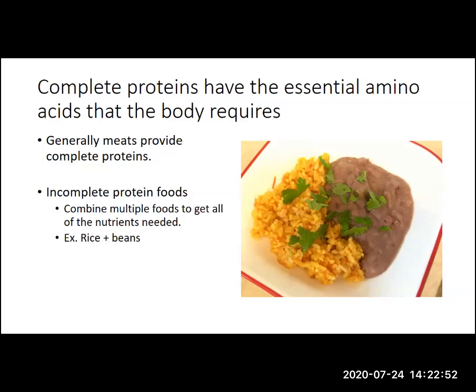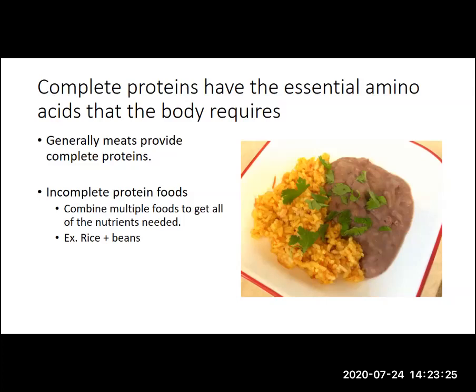But not everybody eats meat, or not everybody has access to big quality meats or a variety of meats. Because of that, some people often have incomplete protein foods or incomplete protein diets. What this means is that instead of getting it from a single source, like a hamburger or a steak that would have all the complete proteins, we're looking at a combination of foods, some of which have some of the amino acids, some of which have others of those essential amino acids.